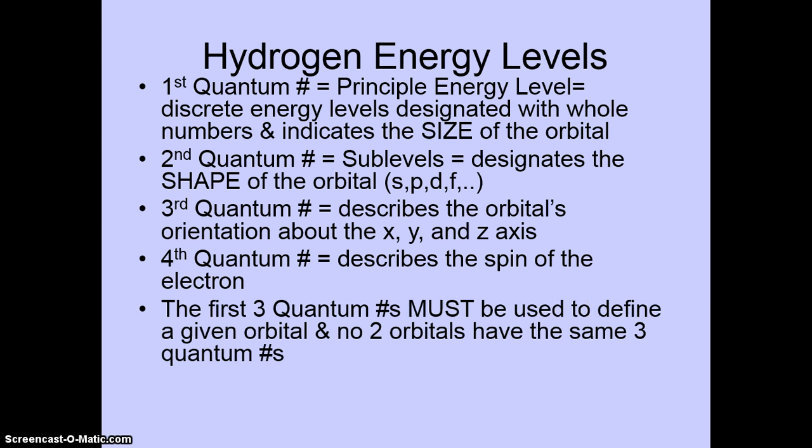The first three quantum numbers must be used to define a given orbital, and no two orbitals have the same three quantum numbers. The fourth just describes the spin on the electron, so that can be the same. However, the first three won't. Those will always be different.